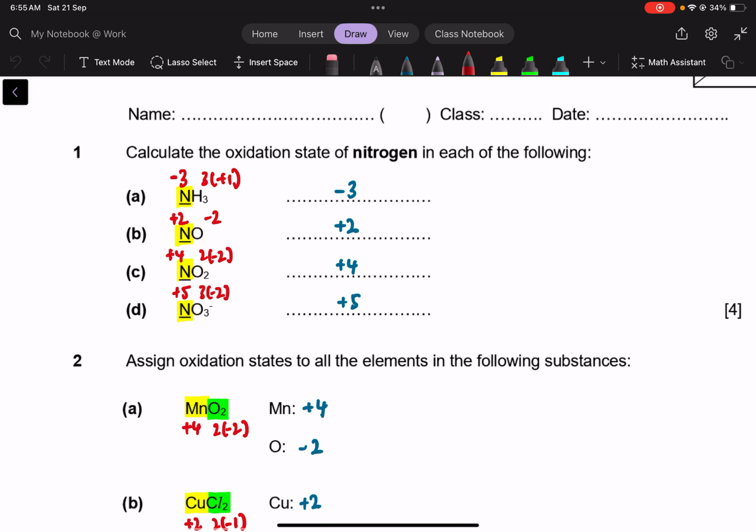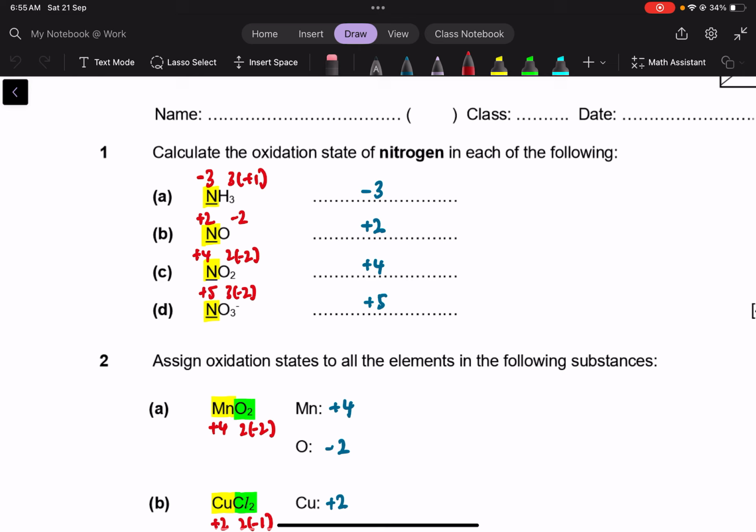So do take note that elements in group 13 to group 17, excluding oxygen and fluorine, are all capable of having positive or negative oxidation states. Okay, so in the case of nitrogen, you can see nitrogen is capable of having oxidation states that vary greatly, and it can be negative or positive.